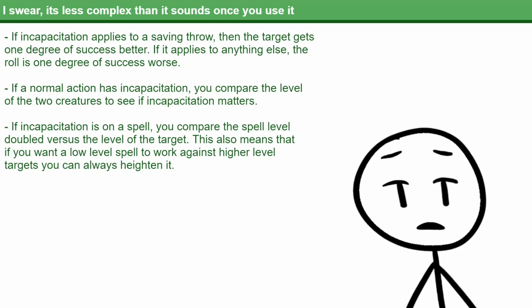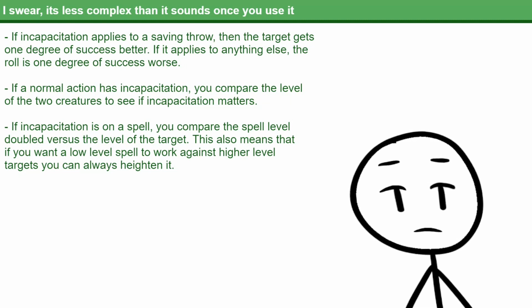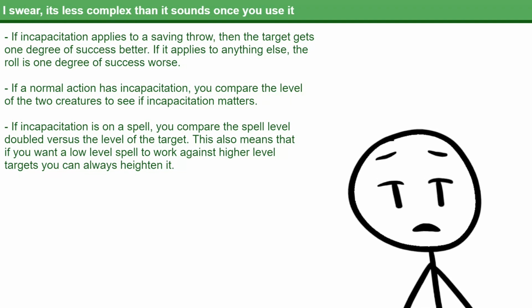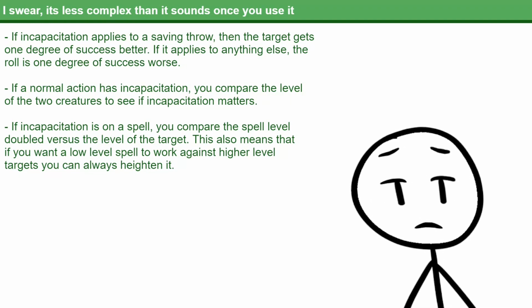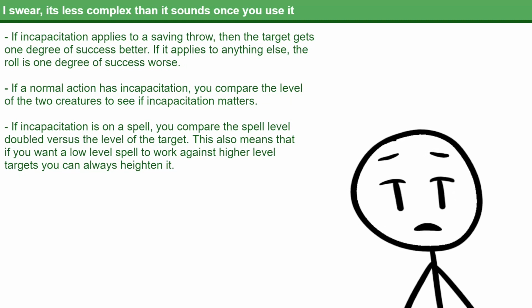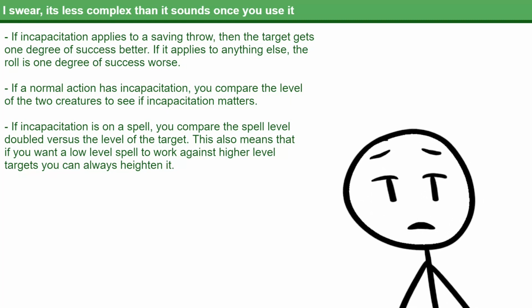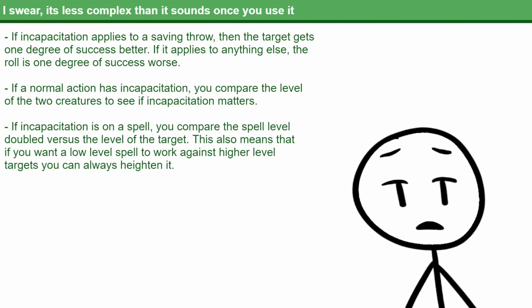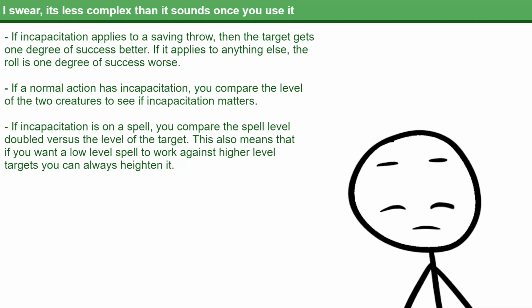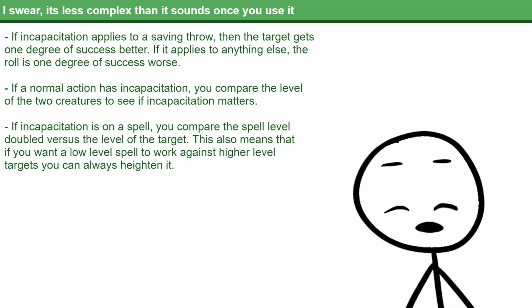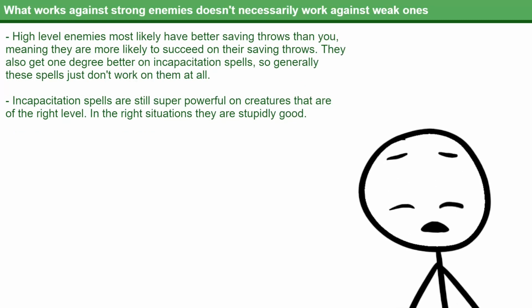For spells, it's a little bit more complicated, but it's still not that bad. If a spell with the incapacitation trait is cast, you double the spell level and then compare that to the target's level. If their level is higher than double the spell level, then they're harder to affect with the spell, meaning their saving throw is 1 degree of success higher, and if you make an attack roll or something, then you have 1 degree of success worse. Otherwise, they're just treated normally for the spell. At first glance, this might be a little bit hard to grasp, but the first couple of times you use it in-game will really just show you how it works. It's not that hard.